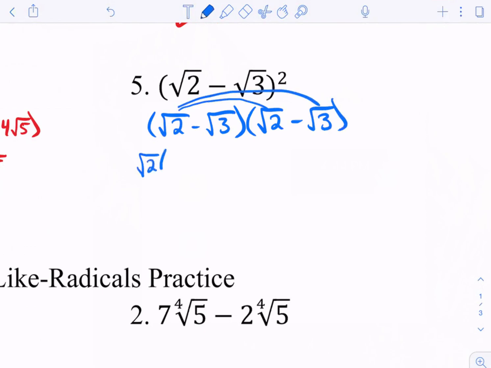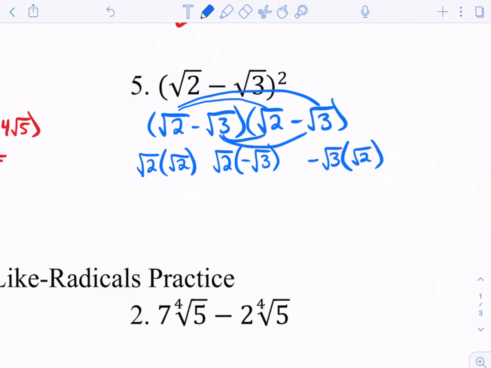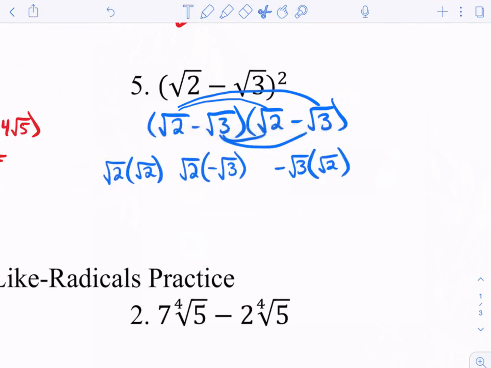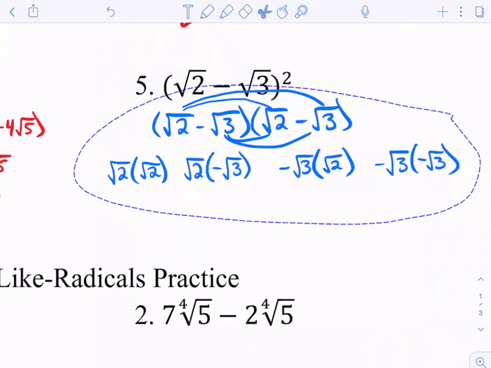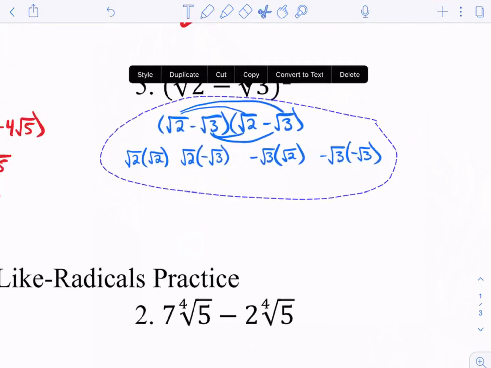So I have rad 2 times rad 2. Then I have rad 2 times negative rad 3. Then here I have a negative rad 3 times rad 2. Hold on, I'm almost there. And then I'm going to have another negative rad 3 times negative rad 3. Very good. So those are the 4 terms that we're going to get when we double distribute here.